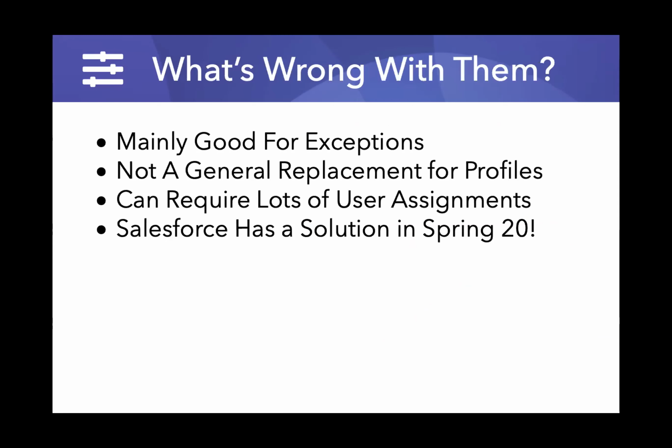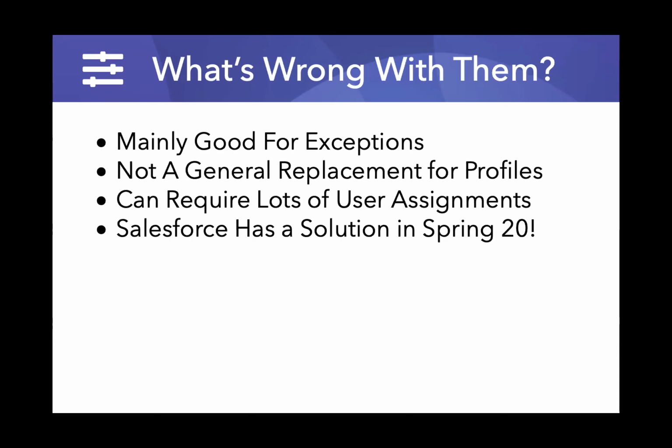And so the permission sets are mainly good for exceptions. They're not a general purpose replacement for profiles. You can end up with lots of user assignments. If you have 1,000 users and 1,000 permission sets, you could end up with 1 million assignment junction objects right there. So luckily, Salesforce has come out with a new technology for Spring '20 called permission set groups, and I want to talk about that a little bit.